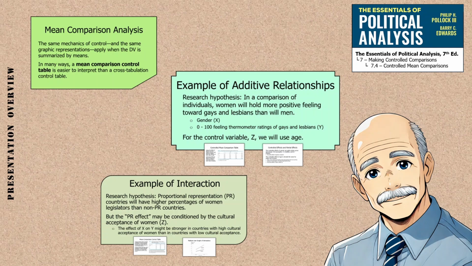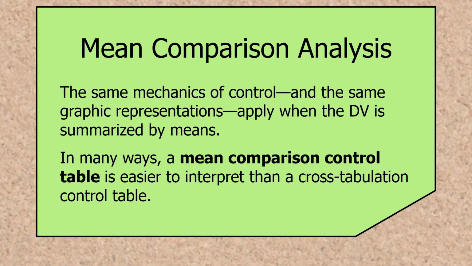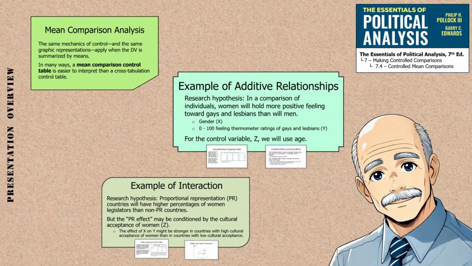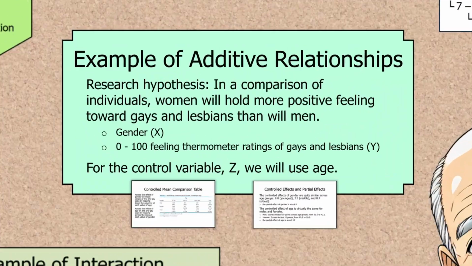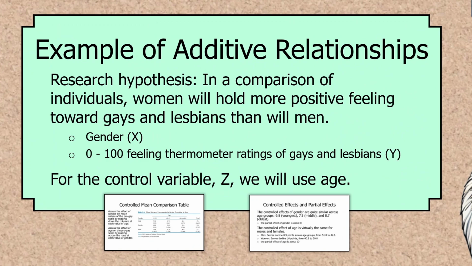The same mechanics of control, the same graphic representations apply when the dependent variable is summarized by means. It's a comfort to know that in many ways a mean comparison and control table is easier to interpret than cross tabulations. This just seems like a general principle of analysis. When you condense a relationship down to a single mean value, it's easy to interpret this measure of central tendency. Now let's look first at an additive relationship, a set of additive relationships here.